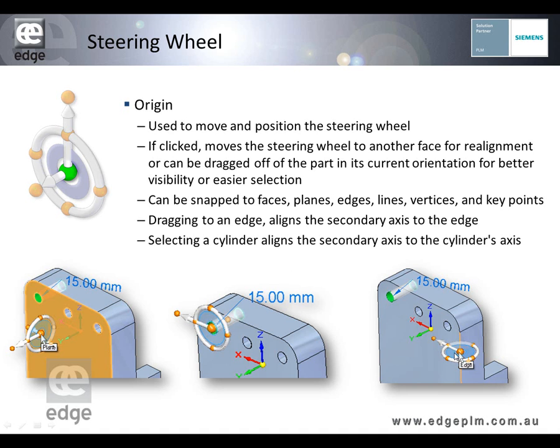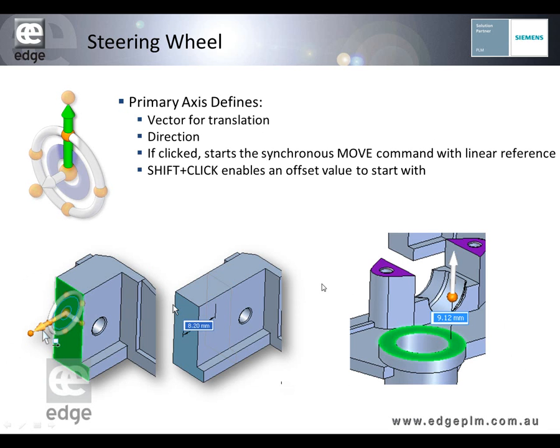We can select an edge here, so it'll lie on that edge. We could select the center of the edge, the endpoints, and so on. The primary axis is highlighted in green here. The vector for translation is where you're going to move it. So in this case, if we click on that primary axis, we will move the face in the direction of that arrow, normal to that arrow if you like.